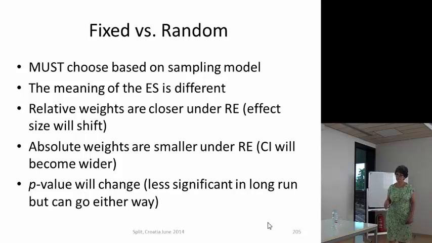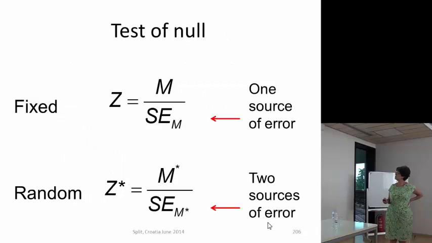That the confidence interval is wider because we're acknowledging that we have less precision in the estimate when we're using a random effects model, and that usually the p-value will also vary along with the confidence interval. Okay. You have less power to detect a significant effect in the random effects model, again, because we're taking into account two sources of uncertainty.